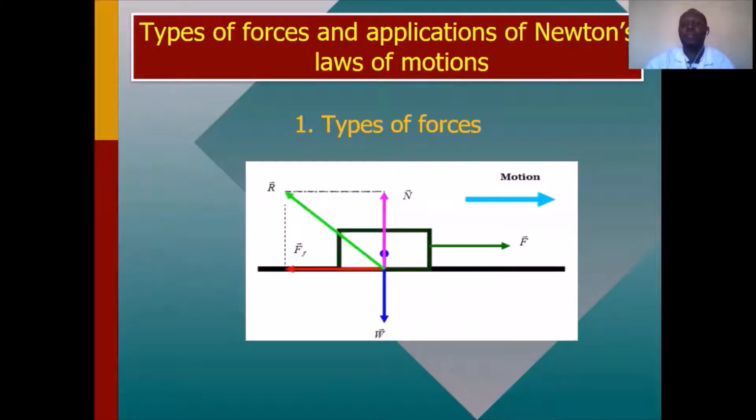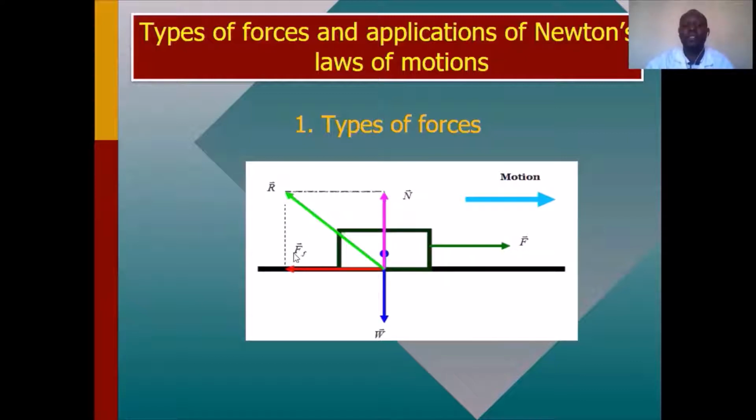Here we have a diagram with different forces. We have the force F, which is called the motional force. It is an external force applied to the object in order to move. So, as the object moves, there is a reaction force due to the surface. This reaction force is called friction force.